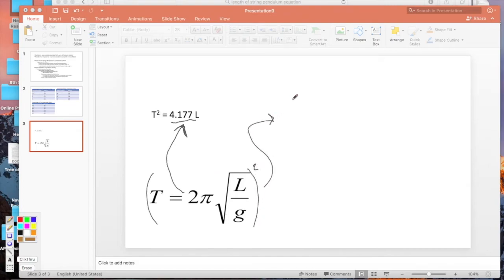If we take that whole thing and square it, we're going to get a t squared on the left side equals, we have to square the 2, that's 4. We have to square the pi, that's going to be pi squared. And then we have to square this thing. Hopefully you know that a square root squared just gets rid of the square root. So that's going to be L over g, and I can write it like that.